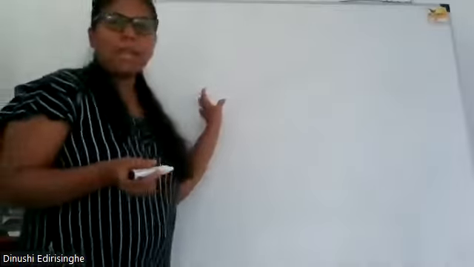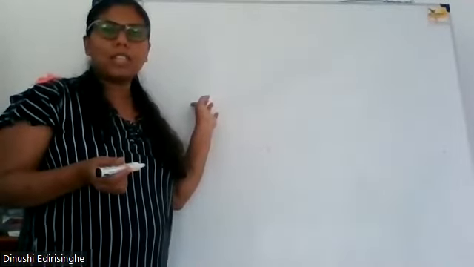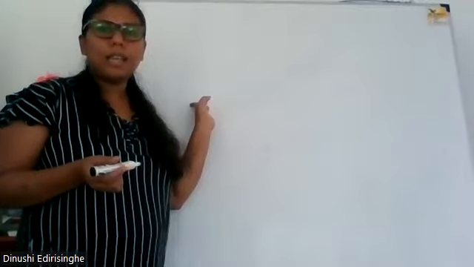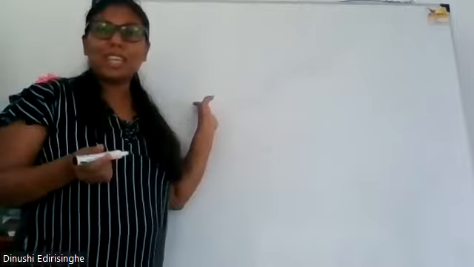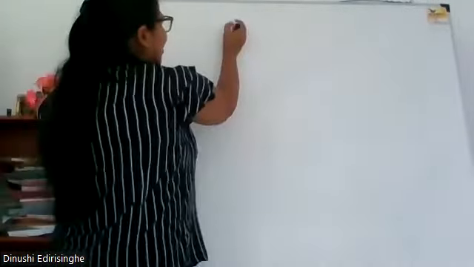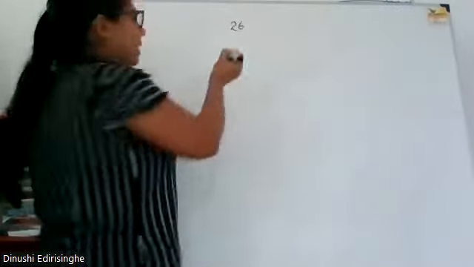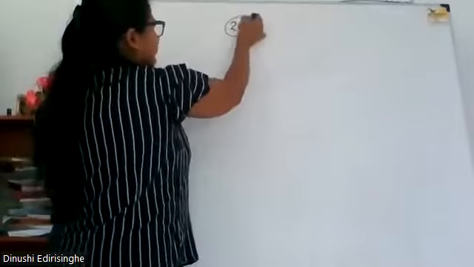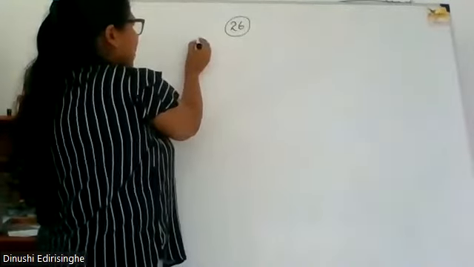Tell me how many letters are there in English alphabet? Yes? How many letters? 26 letters. There are 26 letters in English alphabet. Right? Then what are they? Yes, tell me.